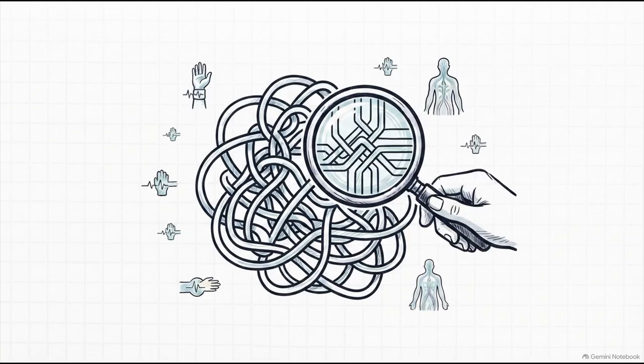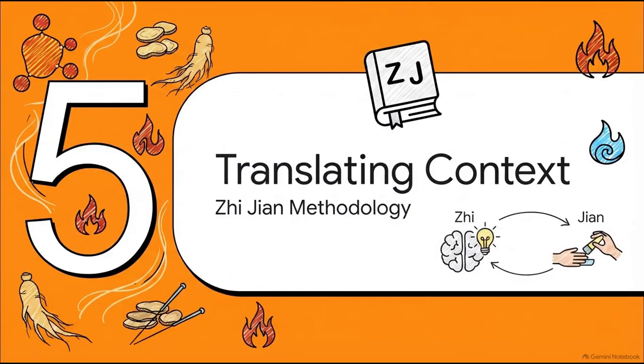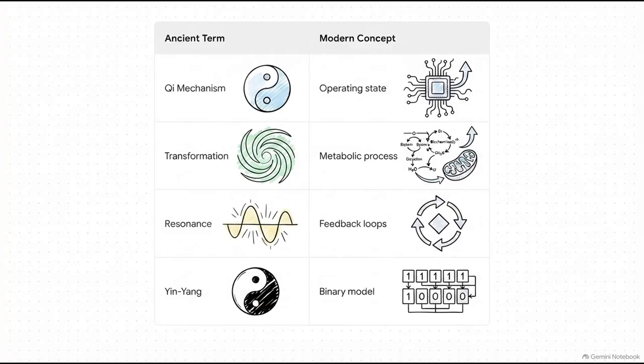So treating illness in this system means fixing the underlying software error to restore the entire dynamic order, rather than just slapping a Band-Aid over an isolated hardware symptom. And finally, Section 5, translating TCM context using the Z-Gen methodology. It is honestly amazing how beautifully these ancient concepts map directly onto modern systems theory. When an ancient text says qi mechanism, you can literally translate that in your mind to a system's dynamic operating state. Qi transformation is essentially the system's metabolic process. Resonance perfectly describes biological triggers, responses, and feedback loops. And yin-yang, that is simply a basic binary classification model.